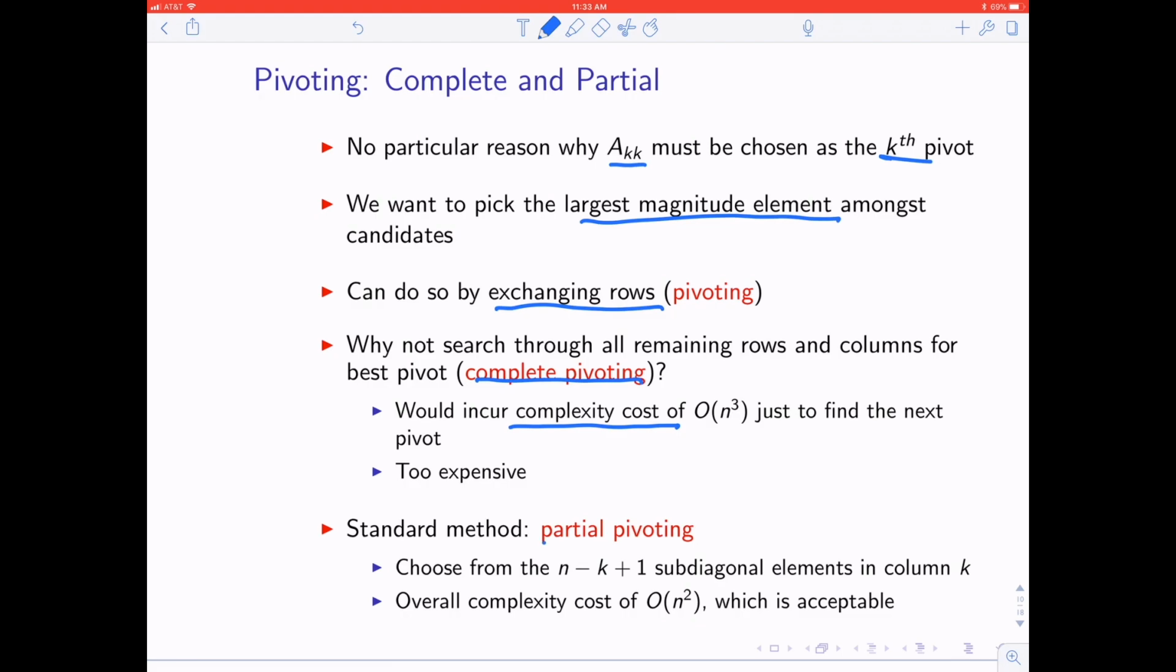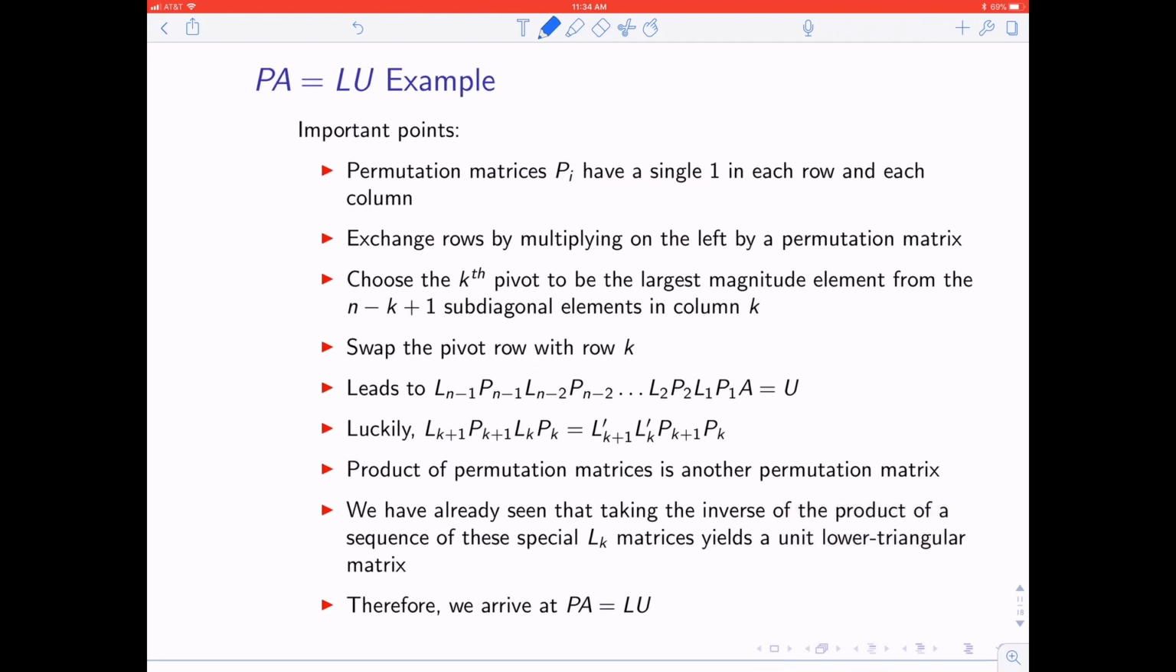And so the standard method that's used is called partial pivoting, where you just look in a particular column that you're working on in your Gaussian elimination, and find, given that I have this column, what's the best element to use for the pivoting here. And it turns out that the overall complexity of that is order n squared. That's on the same order as back substitution, so we're willing to live with that.